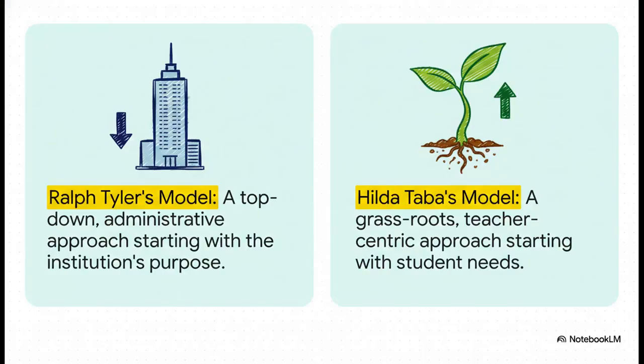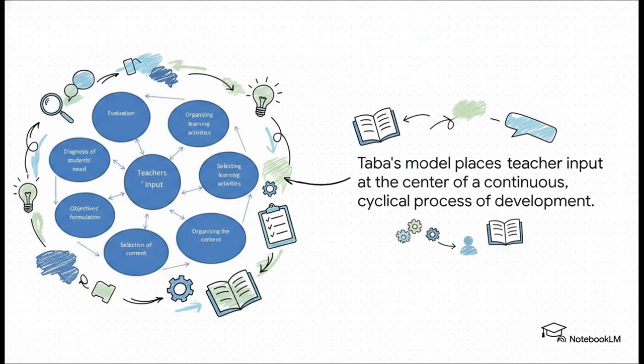Now, what's really fascinating here is the totally different perspective. Think of it this way. Tyler's model is like an architect designing a skyscraper from the top down. It all starts with a big overall purpose. But Taba's model is more like a gardener cultivating a garden from the ground up, starting with what the individual plants, our students, actually need. And this image here captures Taba's whole philosophy perfectly. It's not a straight line, not a one-and-done kind of thing. It's a living, breathing cycle where the teachers are constantly diagnosing needs, creating objectives, checking the results, and then refining the whole process based on what's actually happening in the classroom.